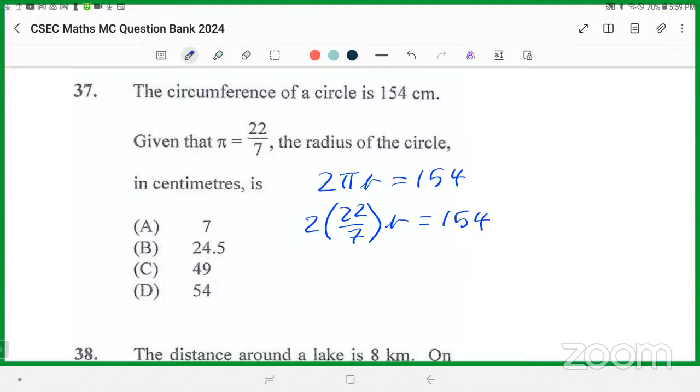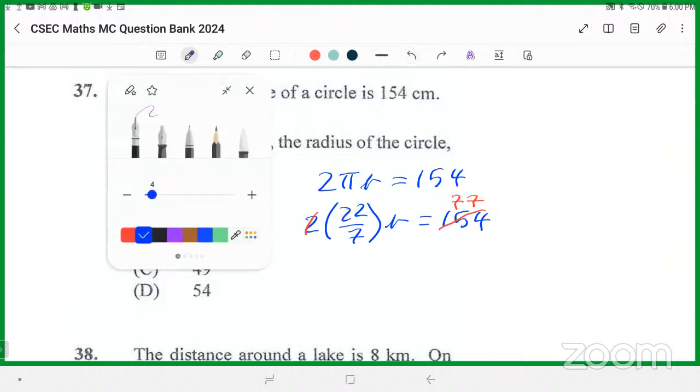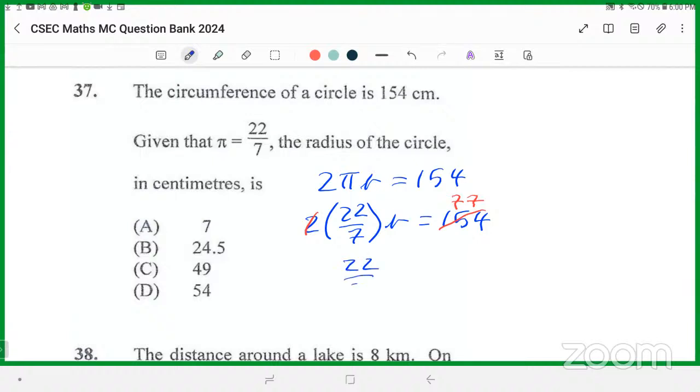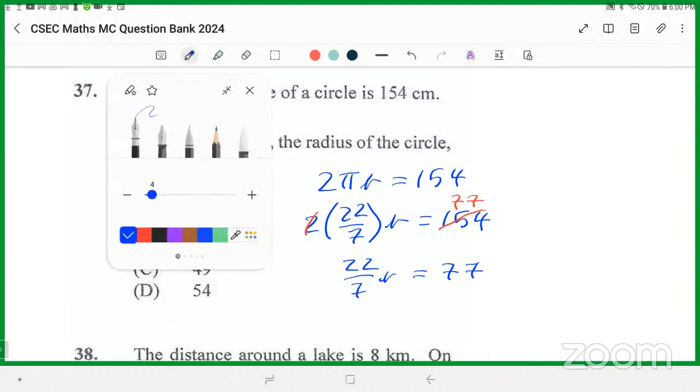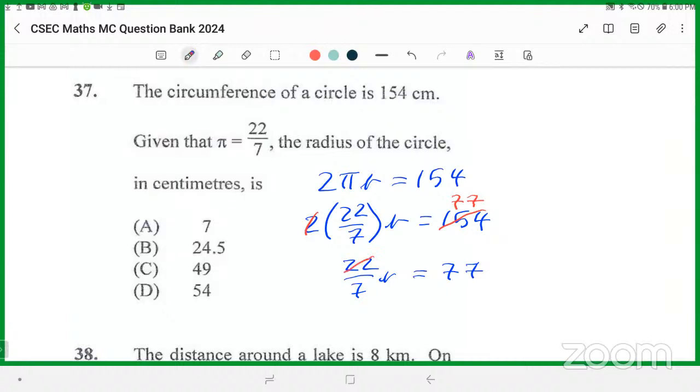All right, so we can divide it down step by step. Divide both sides by 2 first. Divide this side by 2 and divide this side by 2. And dividing this by 2, I'm going to get 77. Then I can divide by the 22. No, divide by 11. Here and here, I'm going to get 2 and 7. So 22 over 7 r equals now 77.